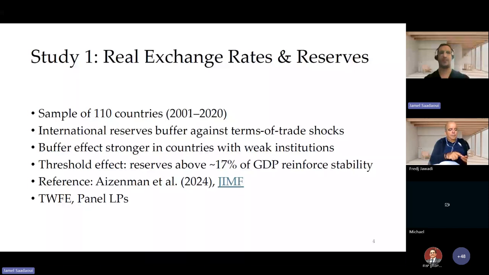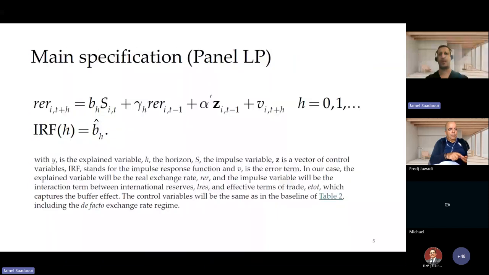For this paper, the specification will be a panel data, and we are going to use panel data local projection. So let me detail this equation. On the left-hand side, you have the real effective exchange rate, which will be our explained or target variable. If you see the indices, you have i for the country and t plus h. We are going to make an OLS regression of this equation for each h: h equals 0, h equals 1, h equals 2, h equals 3.